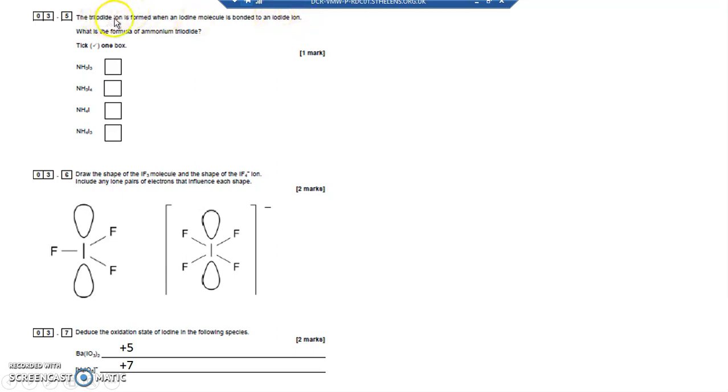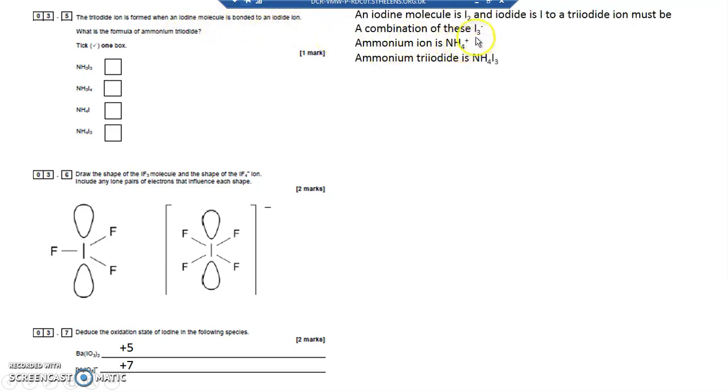This triiodide ion is I3-. Ammonium is NH4+, so it's going to be NH4+, and I3- is going to make NH4I3. So your answer is D, this one here.